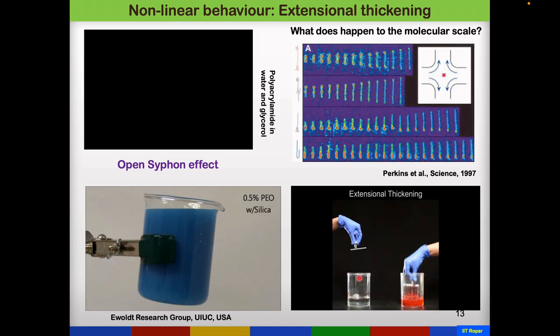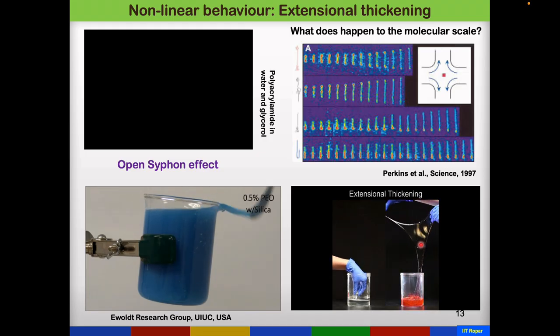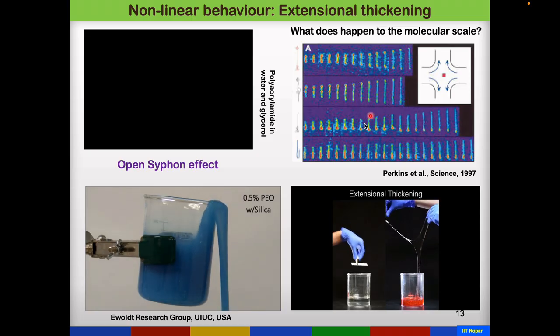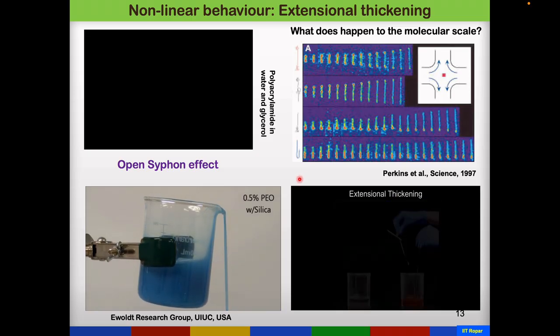With a simple Newtonian fluid, nothing will happen. But in the case of this plastic fluid, you can see that this kind of sheet will be formed purely due to this extensional thickening behavior.